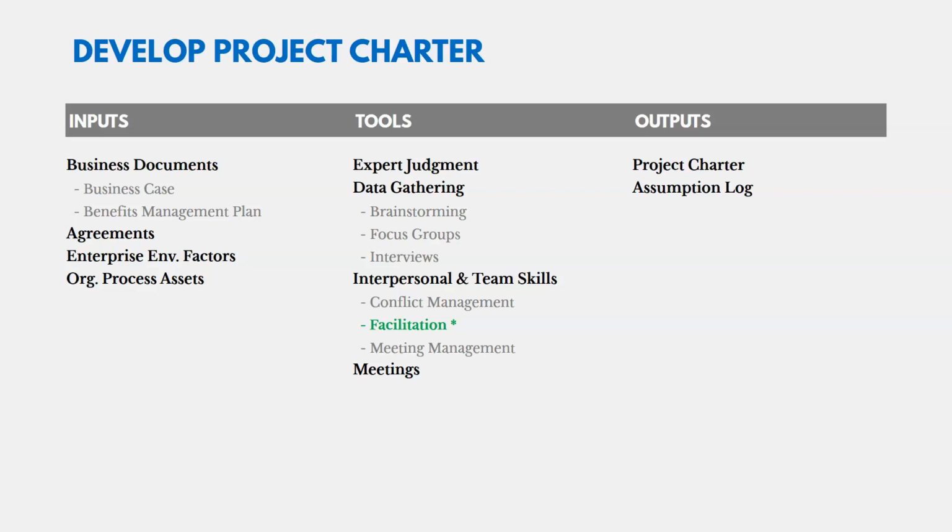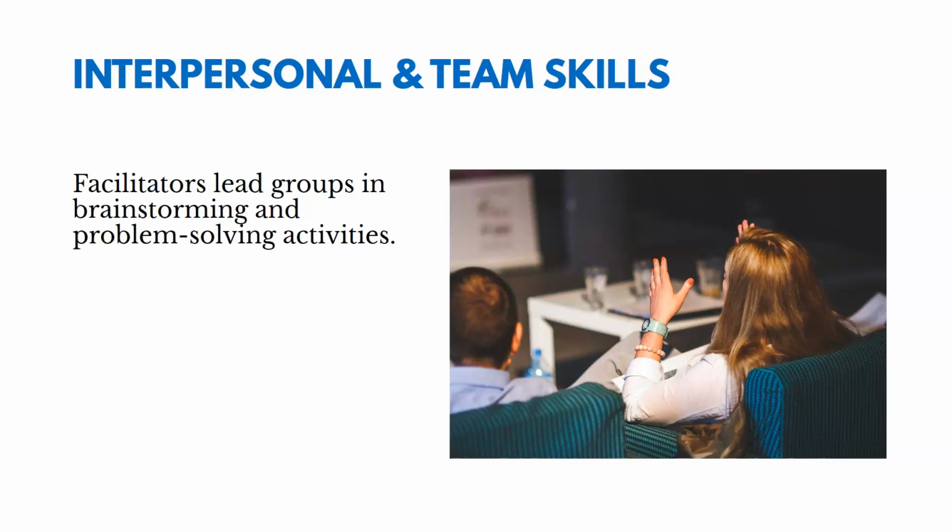Okay, let's talk for a minute about one of the interpersonal skills that could be used as a tool on this process. So facilitators lead groups in brainstorming and problem-solving activities. This might be important at this stage of the project because as you're getting ready to kick it off, the project charter, which you're going to use as your basis of authorization, might have a high-level scope in it. It's not going to have detailed scope, but maybe at a high level you start brainstorming as a team, as a department, or whatever, as a project team about different ways of completing the project work. It's just facilitation, leading groups in brainstorming and problem-solving activities to figure out the different options for getting this work done.